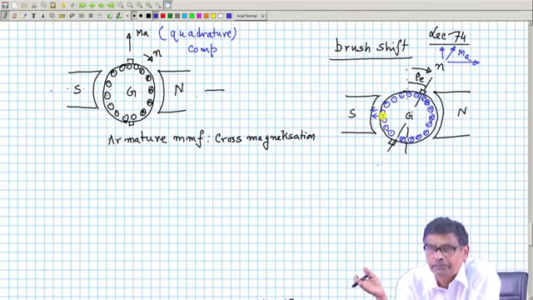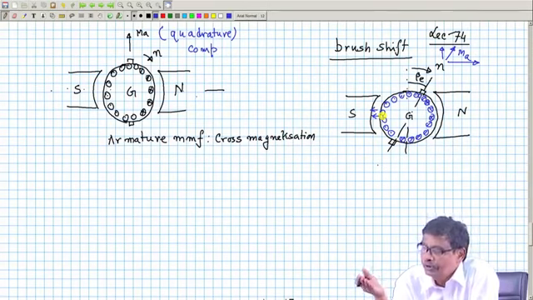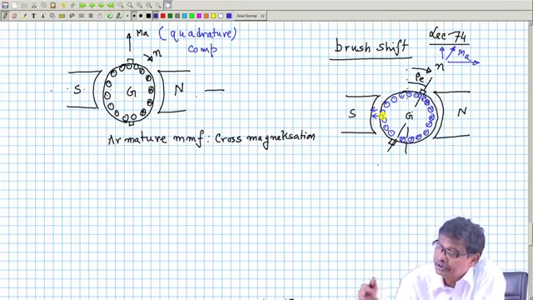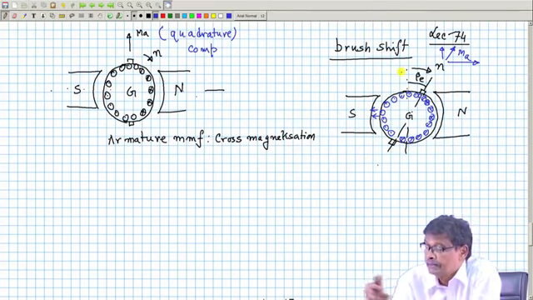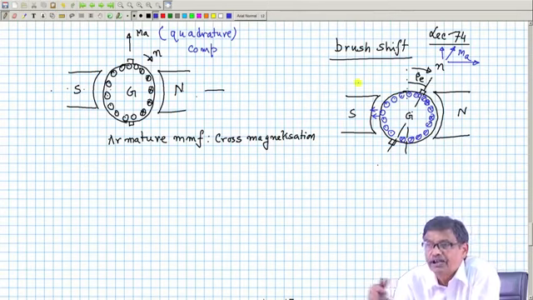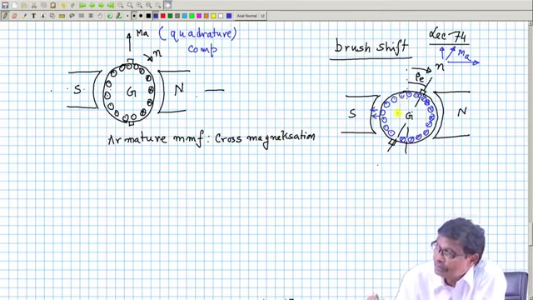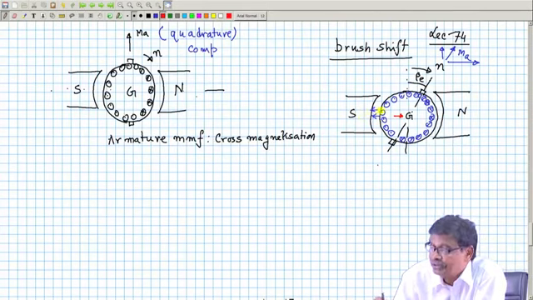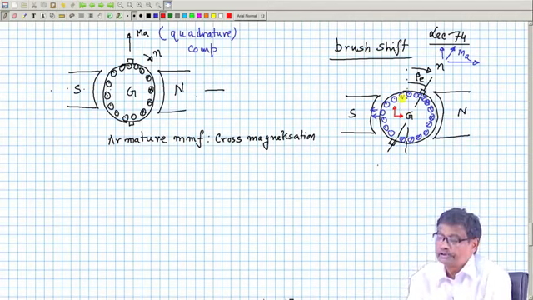The moment you shift the brush to have better commutation, there will now be some component of armature MMF acting in the opposite direction of the field flux, because the armature MMF flux will be like this, which is directly opposing these lines of force, and there will be a quadrature component. These two components will be there.